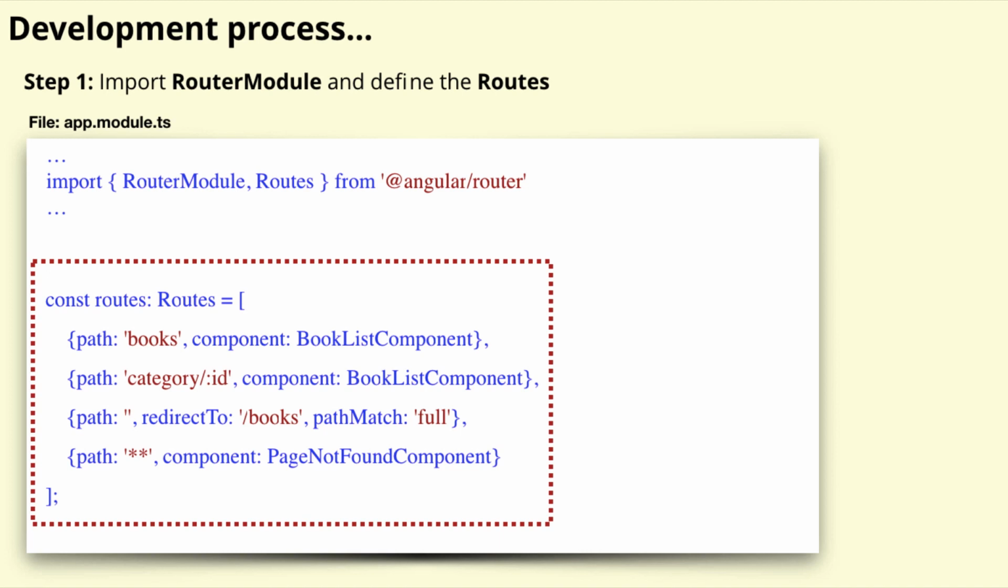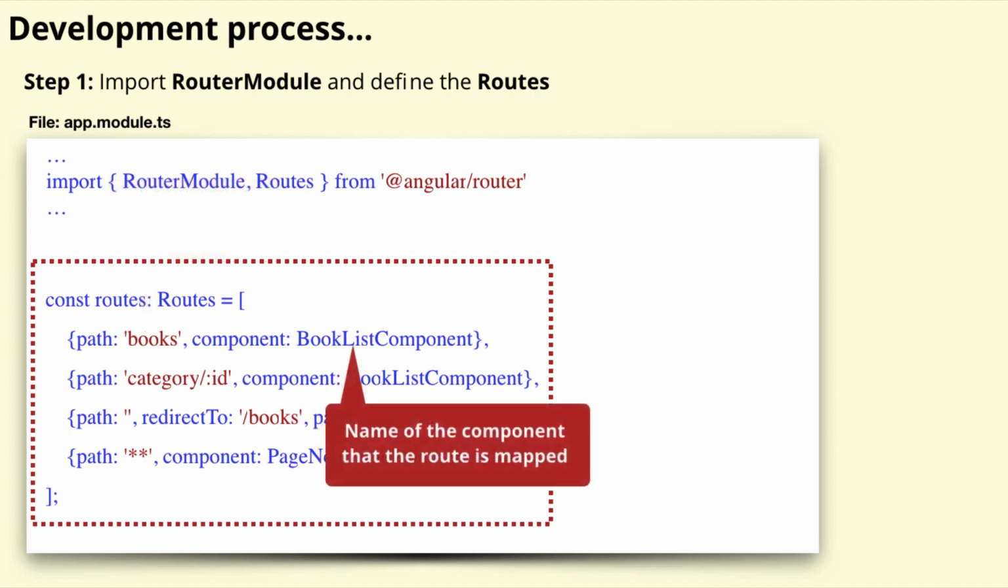Like I said, routes is nothing but an array of route objects, and each route object contains a path and a component. The path is nothing but the name of the URL to navigate, and the component is nothing but the name of the component that the route is mapped to. If you look at the second route, we are passing a parameter to the route, :id, and this is how we pass a parameter to the route. Here the :id is just a name, you can give any name you want, and we are mapping it to the book list component.